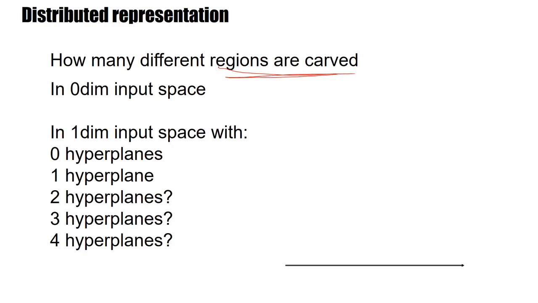Let's start in 0 dimensions. Well, 0 dimensions means I just have a point. How many regions are there? Well, 1. Now let's look at 1 dimension. So this is the input space. If I have 0 hyperplanes, then I have 1 region. With 1 hyperplane, I have 2 regions. With 2, I have 3. With 3, I have 4. With 4, I have 5. So I have in total n regions plus the one from before, the one from 0 dimensions.